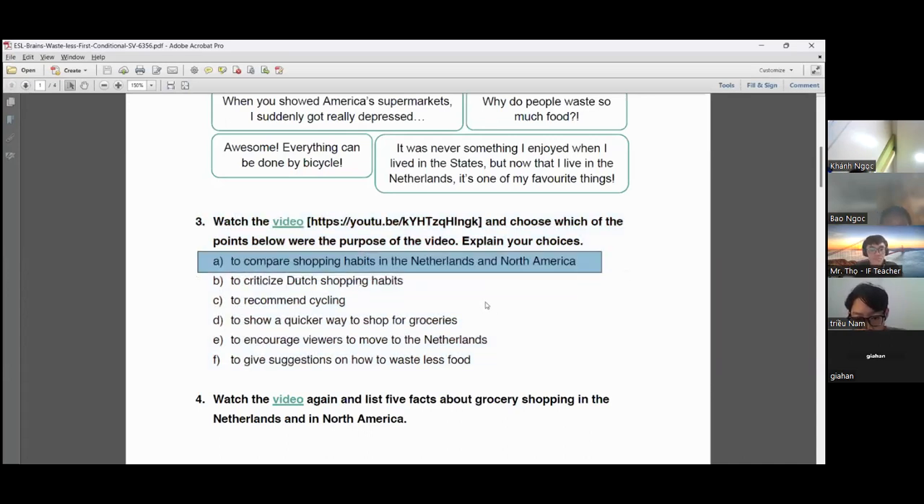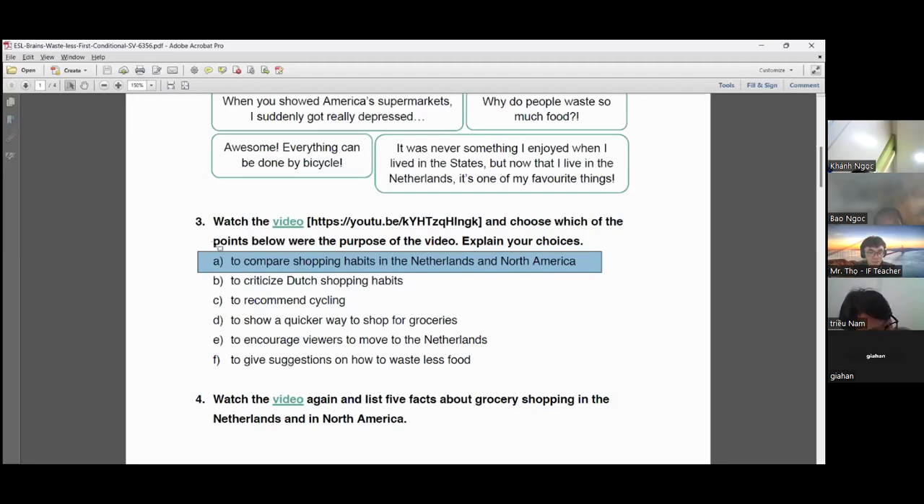Because at first it shows that in the Netherlands, it's mostly pedestrian areas. And people usually shop by biking. And they have this technology where they just need to scan the code while they're shopping. However, in North America, they use cars more. And when they finish shopping, they need to line up in a queue, the original way, where someone checks items one by one. All right, any other point?